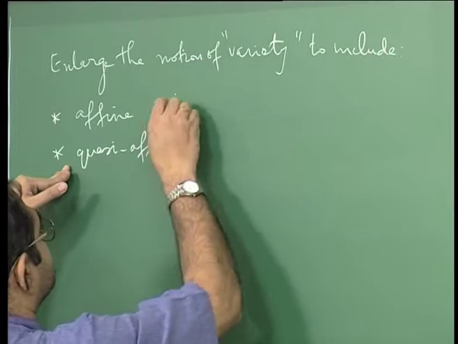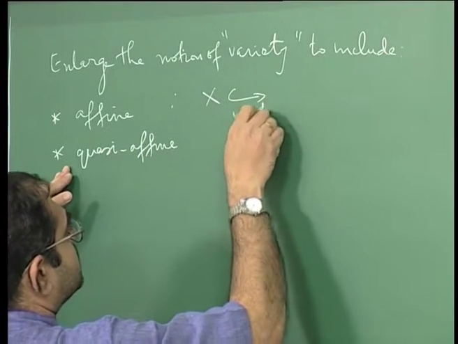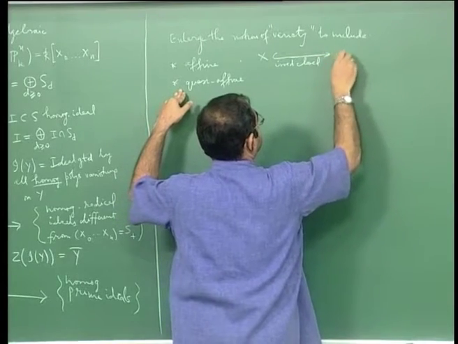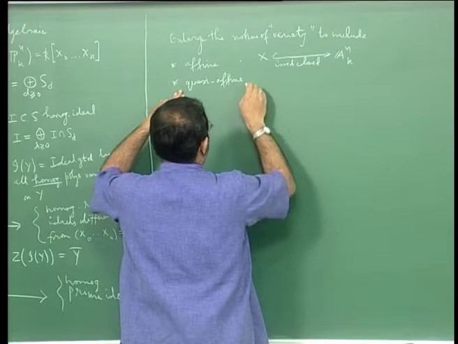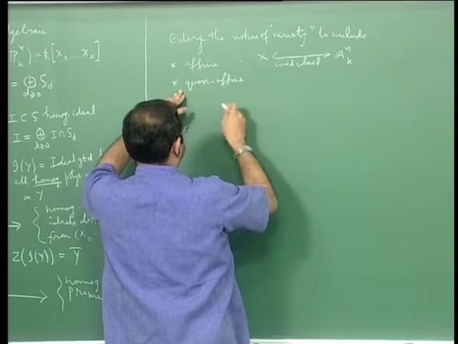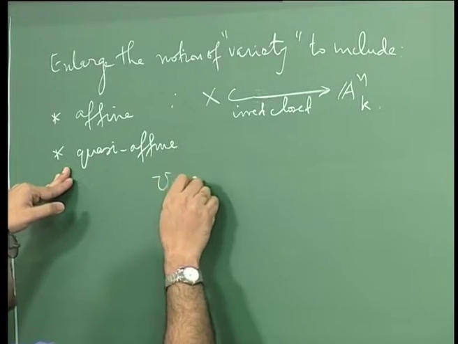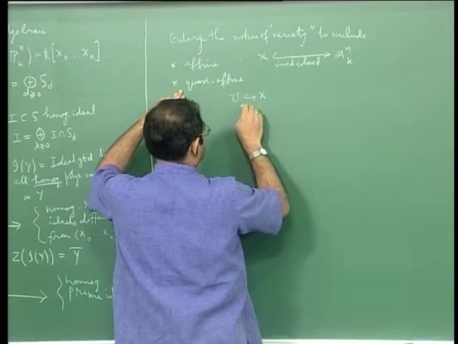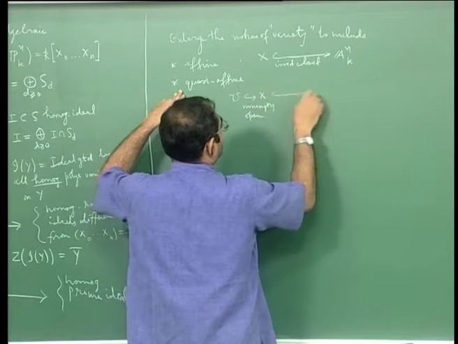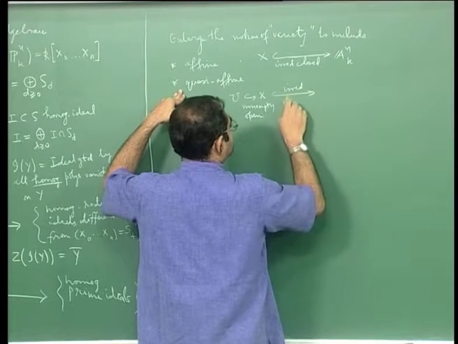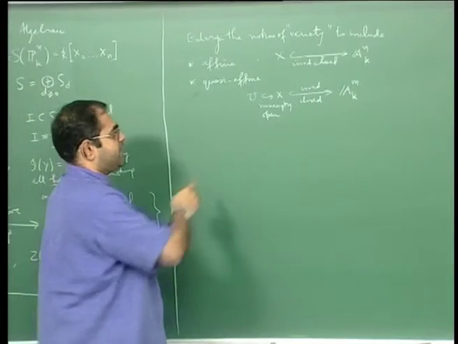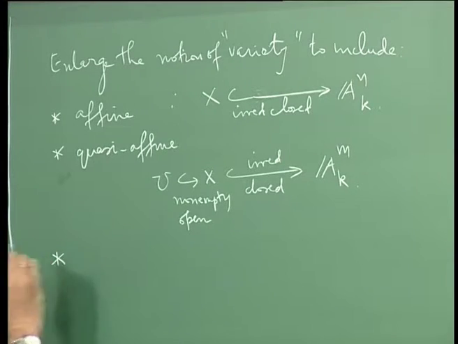So this is X, irreducible closed in some affine space, and quasi-affine meant something that's an open subset of such an X. So you can think of it as U sitting inside X. This is a non-empty open subset of X, which is an irreducible closed subset of some affine space. Okay, so this is what is meant by a quasi-affine variety. So we have already dealt with these two.